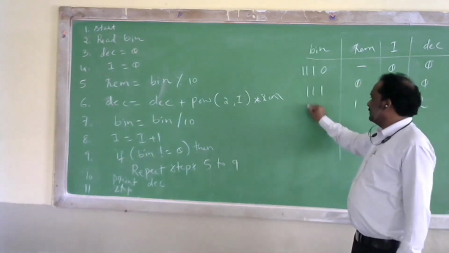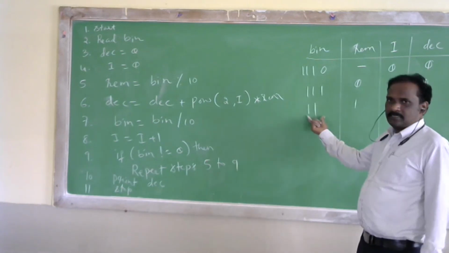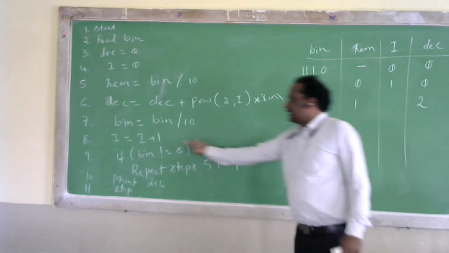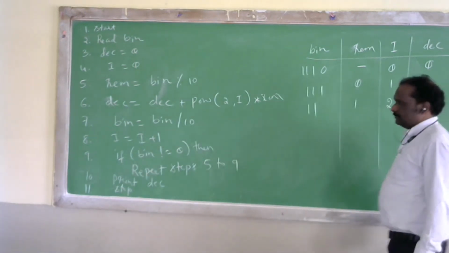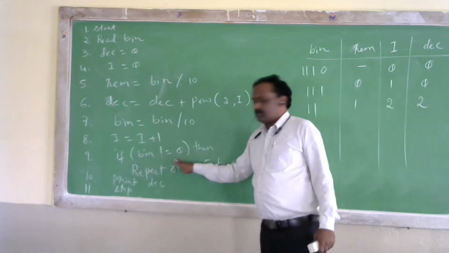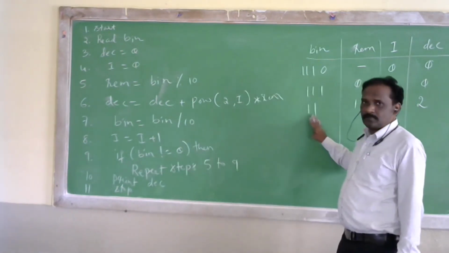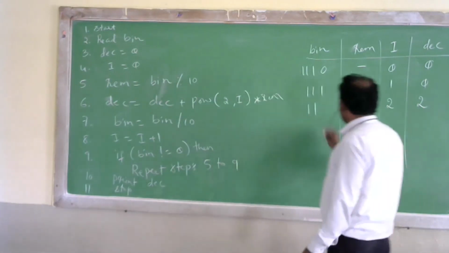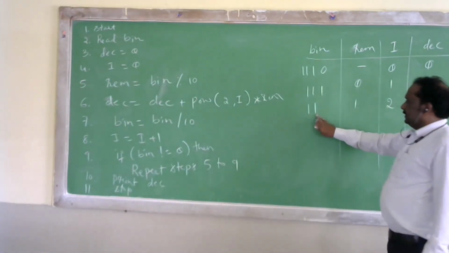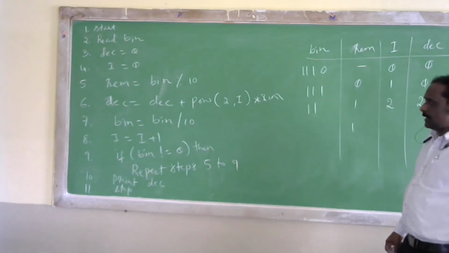Now divide the binary number. When you divide the binary number, you will get 11. I is equal to I plus 1. I will become 2. Binary not equal to 0? 11, yes, 11 is not equal to 0. Then repeat step. So find the remainder. What is the remainder? 11 modulus 10. Remainder is 1.